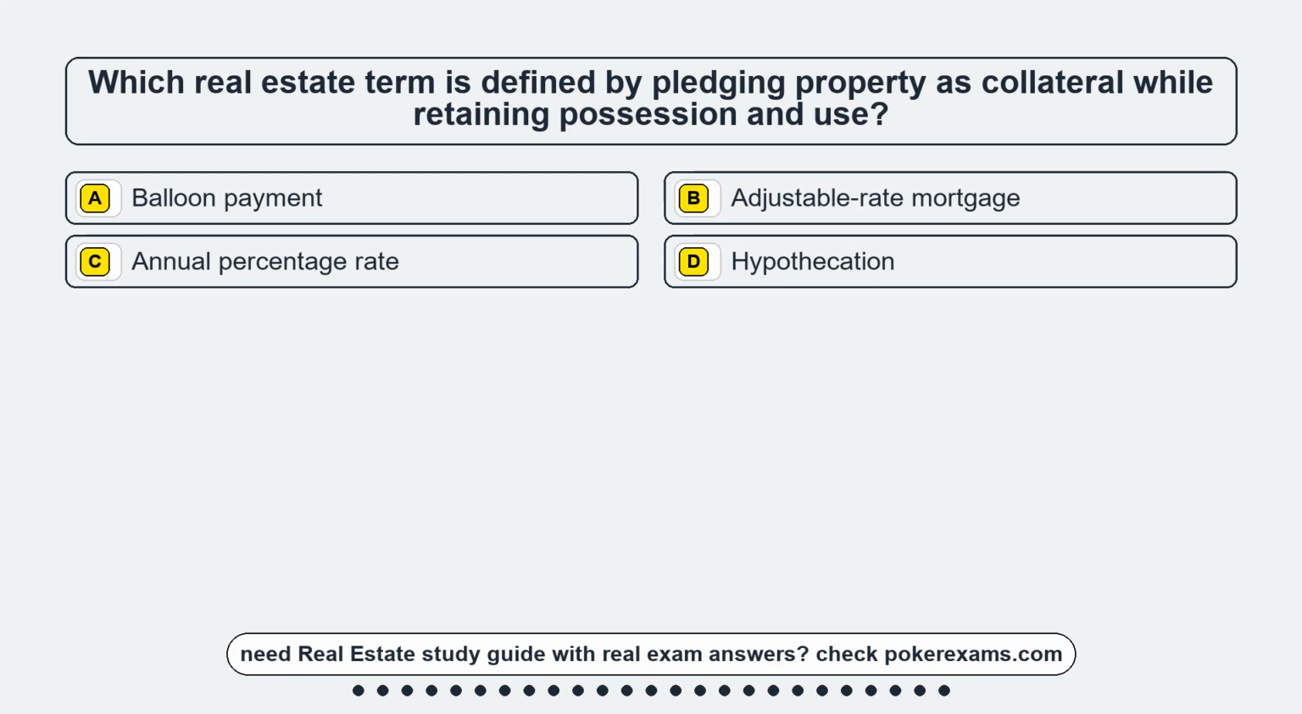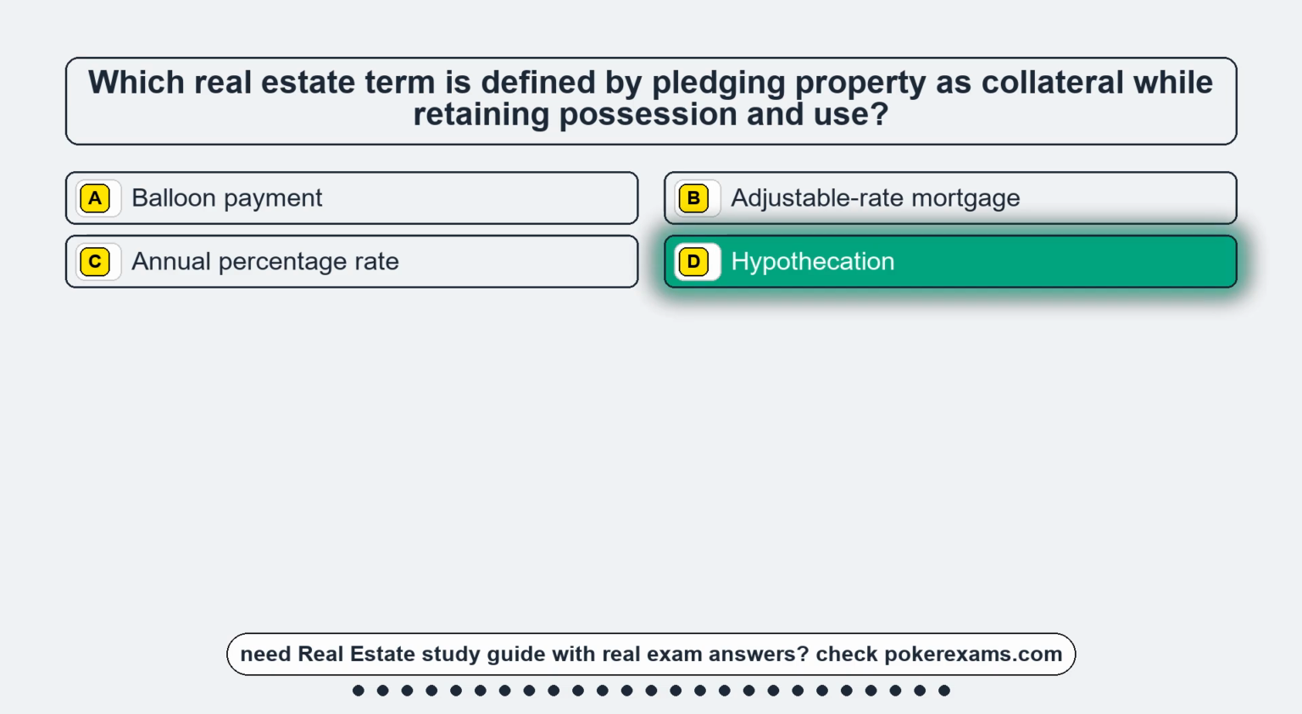Question 4. Which real estate term is defined by pledging property as collateral while retaining possession and use? Option A, balloon payment. Option B, adjustable-rate mortgage. Option C, annual percentage rate. Option D, hypothecation. The correct answer is option D, hypothecation.